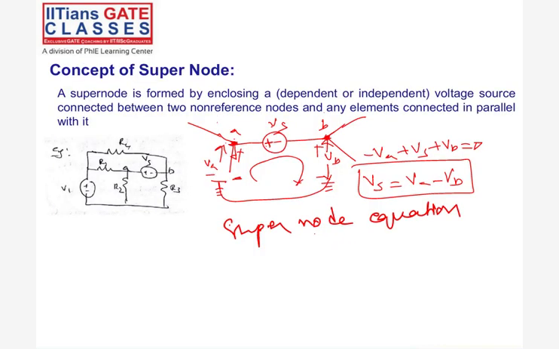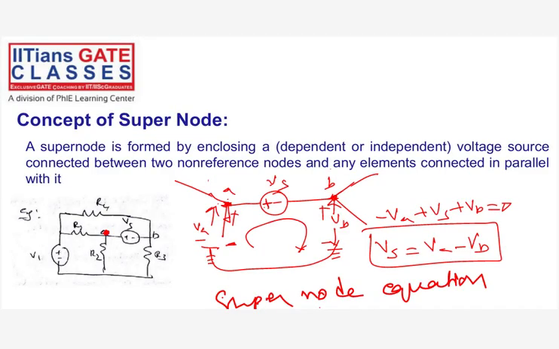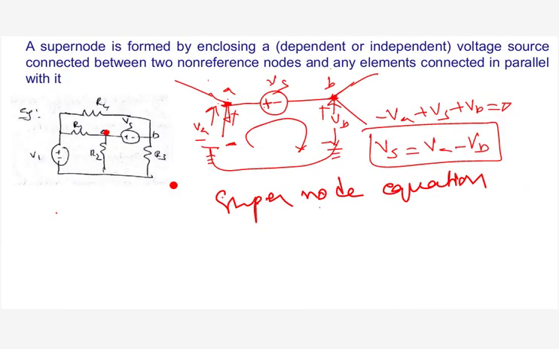But I can't write the current here. That is why, if there is a voltage source in between two non-reference nodes, this is a non-reference node and this is a reference node, so I don't have a problem here. But if this is a non-reference node and this is a non-reference node, I got a problem. That's why you call it a super node. I will combine these two nodes and there will be only one nodal equation for A and B. Is that clear?